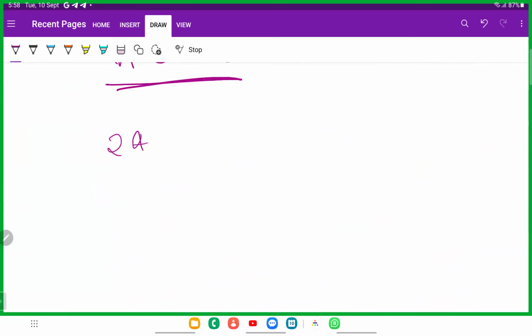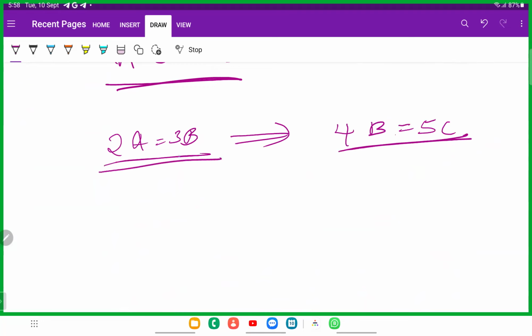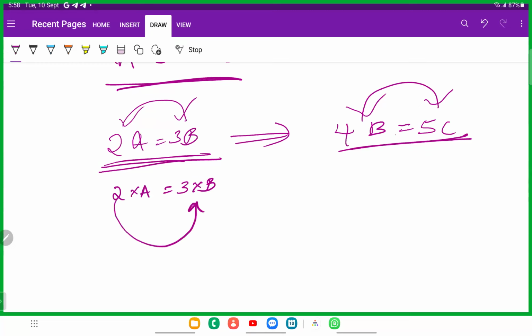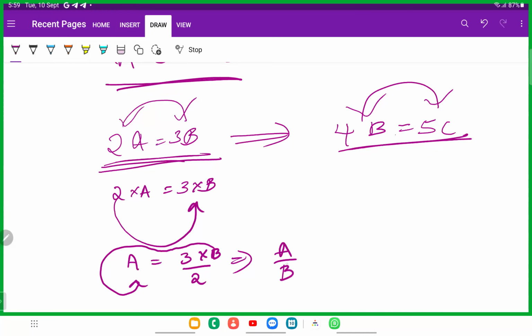So here, the relation is given as 2A is equal to 3B. Similarly, another relation is given as 4B is equal to 5C. So the relation between two quantities is given here, and another two quantities is given here. Here, if I move this 2 from the left hand side to the right hand side, it becomes A is equal to 3 into B by 2. Similarly, if I move this B from the right hand side to the left hand side, it is multiplying here, so on the left side it will be multiplied inverse, that is A by B. That will be equal to 3 by 2.